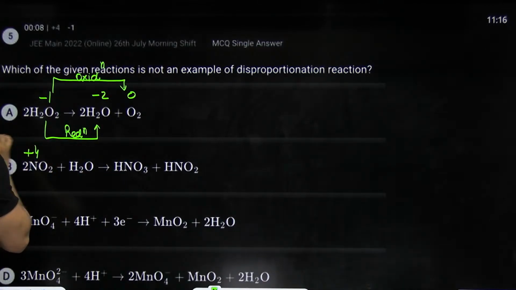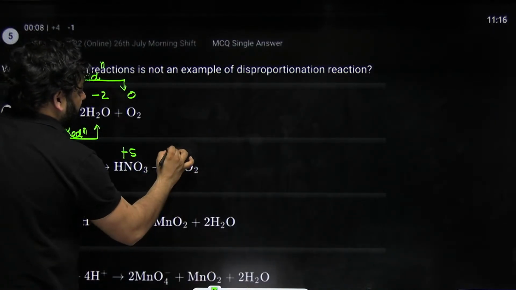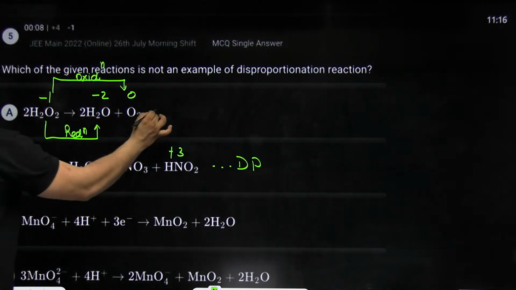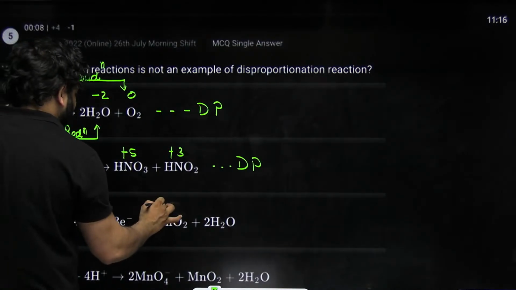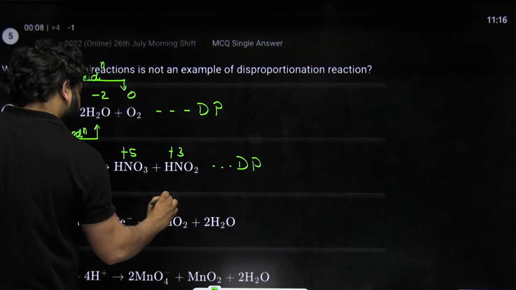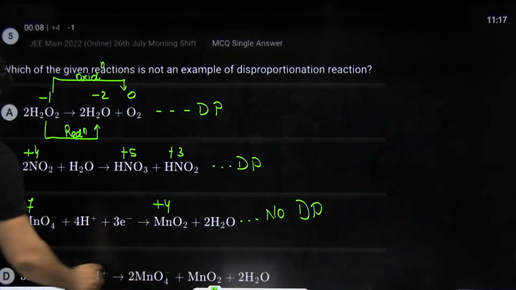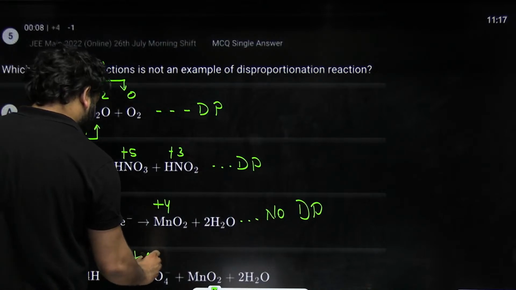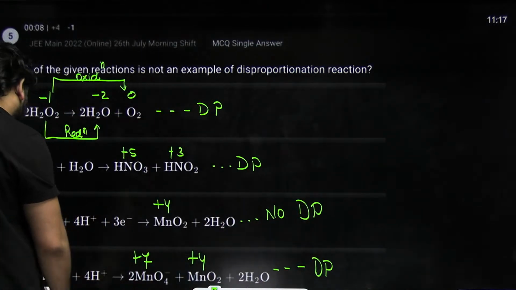Similarly, +4 oxidation state going to +5 and +2, and HNO2 is +3, and this is also a disproportionation reaction. This was also a disproportionation reaction. +7 can only undergo reduction, cannot undergo oxidation. So this is not disproportionation. So C is the correct answer, and the rest are also disproportionation. +6, +7, +4, another DP reaction. The correct answer is C.